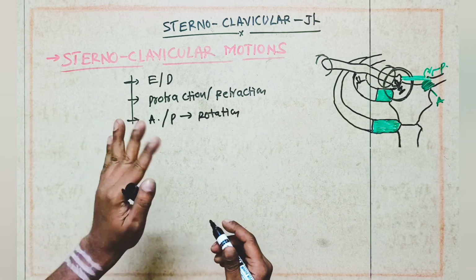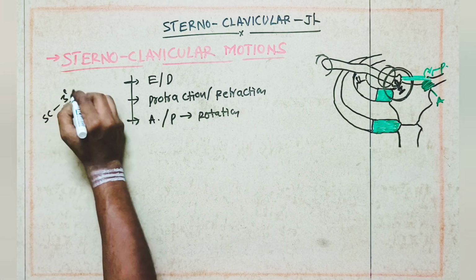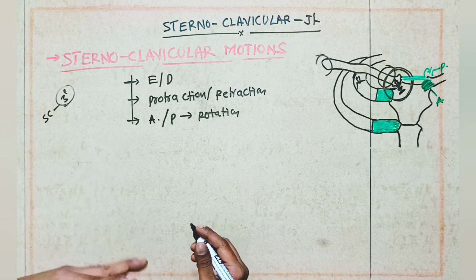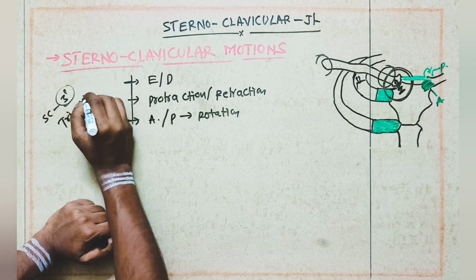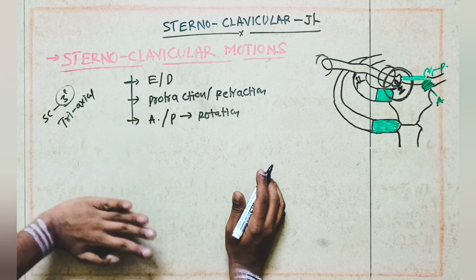So these are the total 6 movements. Why 6 movements? We discussed that the sternoclavicular joint is a 3 degree of freedom joint. It is a triaxial joint. Now we'll see elevation, depression, protraction, retraction.